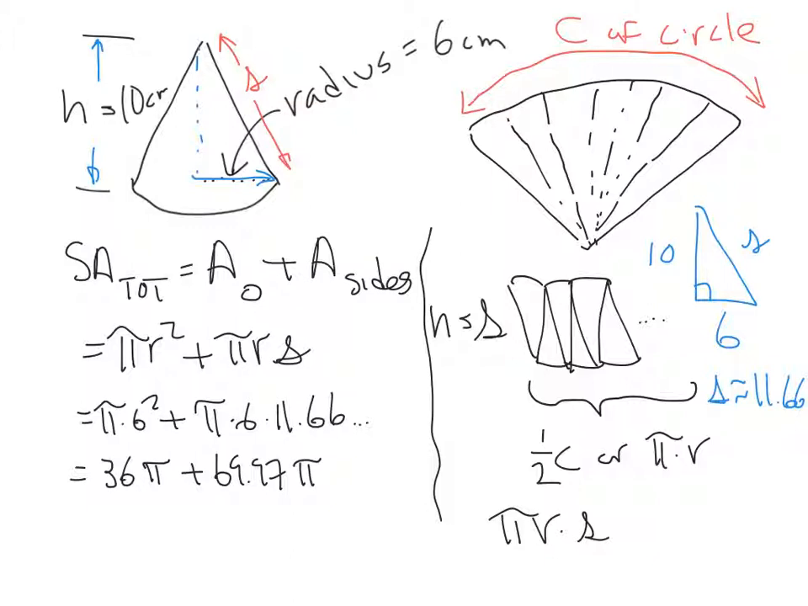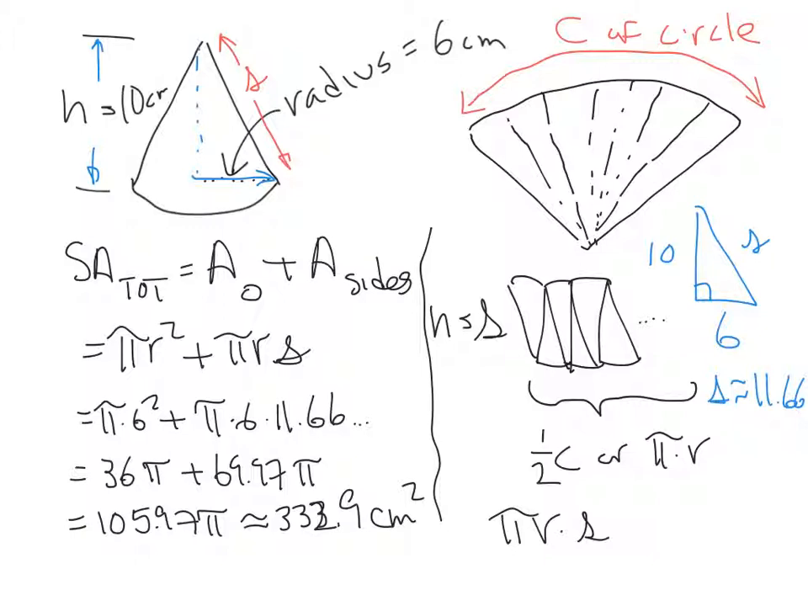And you could combine those two and get an answer in terms of pi, which we've talked about some of the time, 105.97 pi. But you can also simply multiply that by whatever version of pi you're using and get an answer of approximately 332.9 or so centimeters squared.